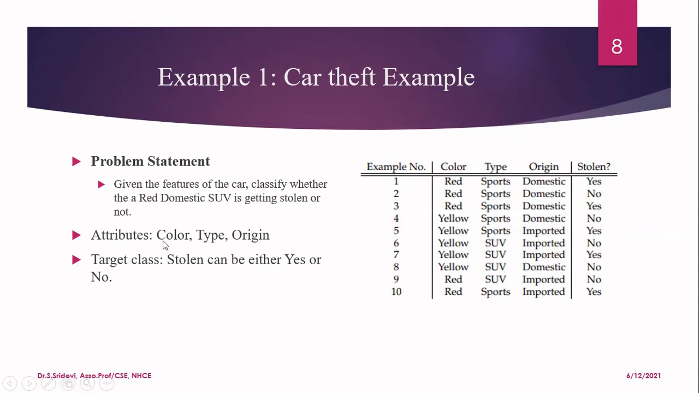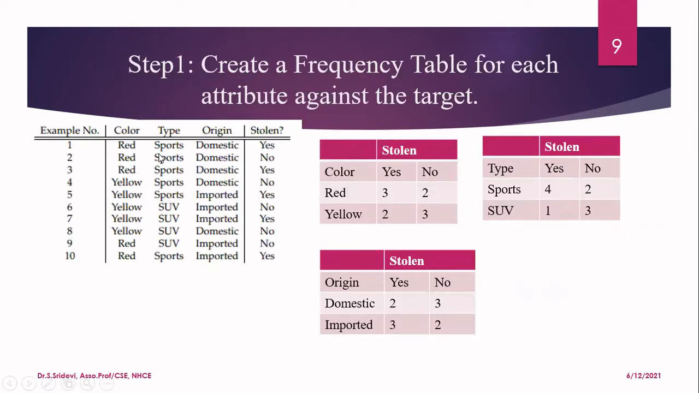So now the attributes are color, type, and origin, and the target class is stolen. It can be either yes or no. So now we are dealing with only a binary classification problem. Later we will see about multi-class classification problems also. Now let us apply the steps one by one. So what is our first step?